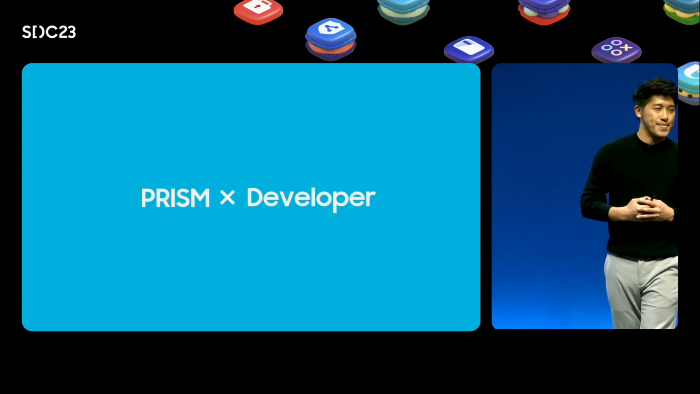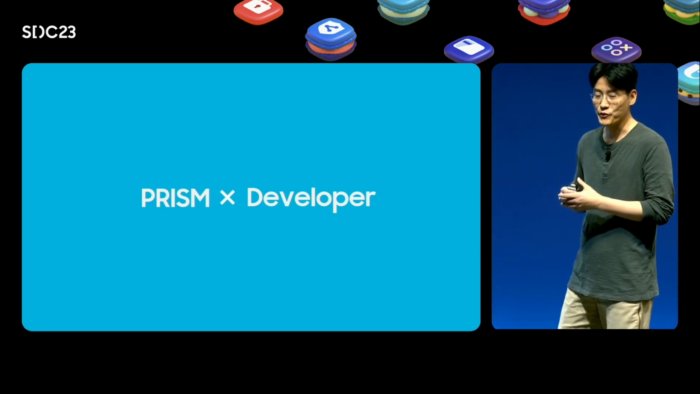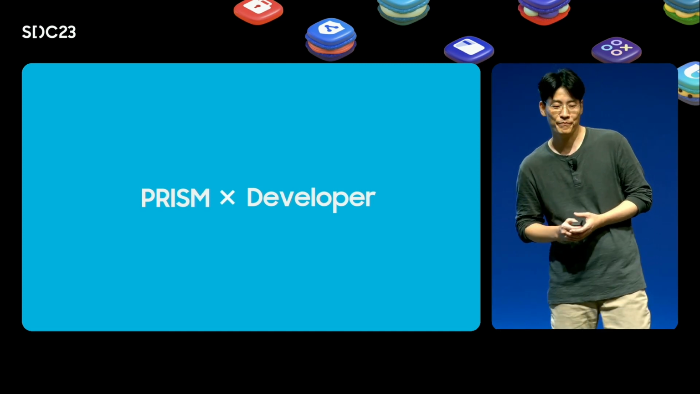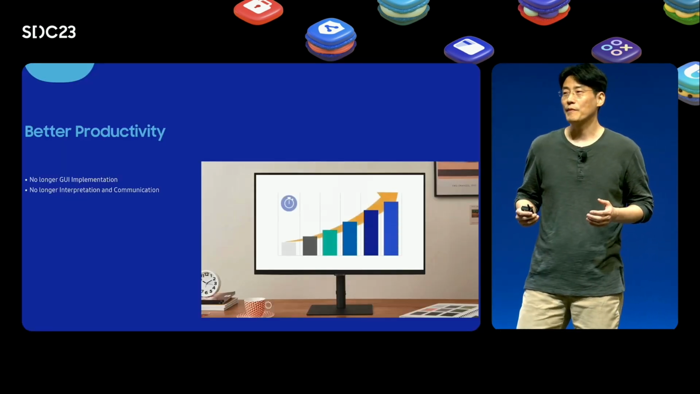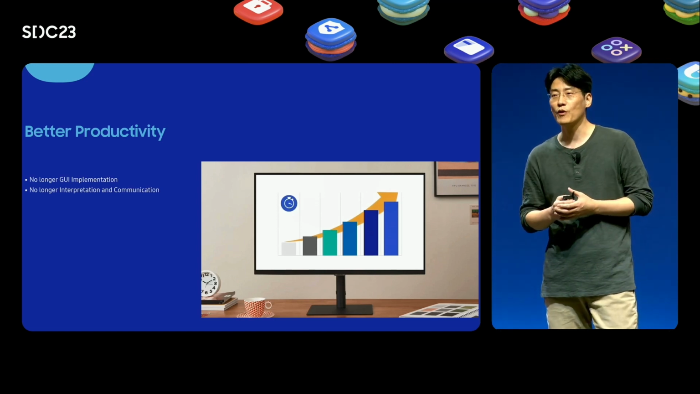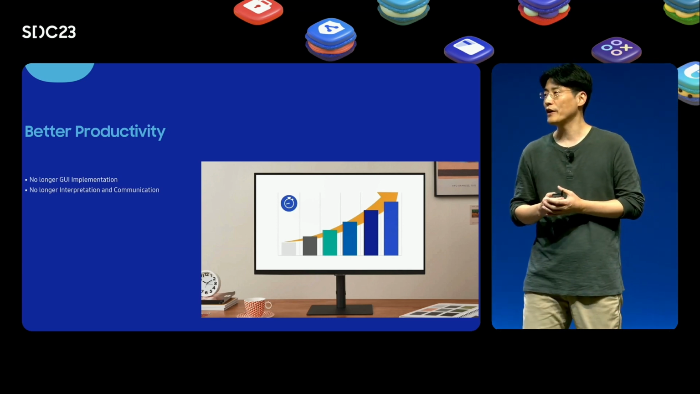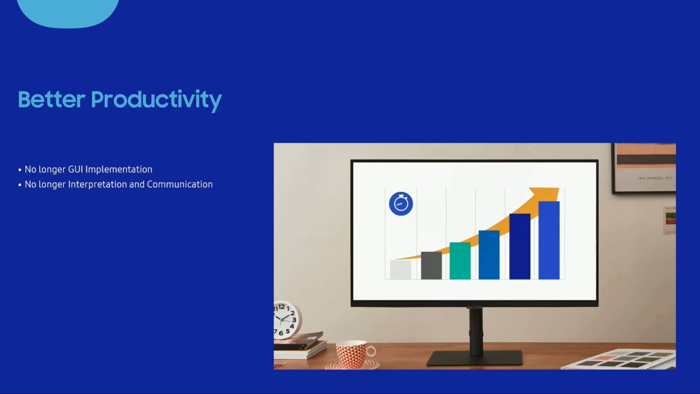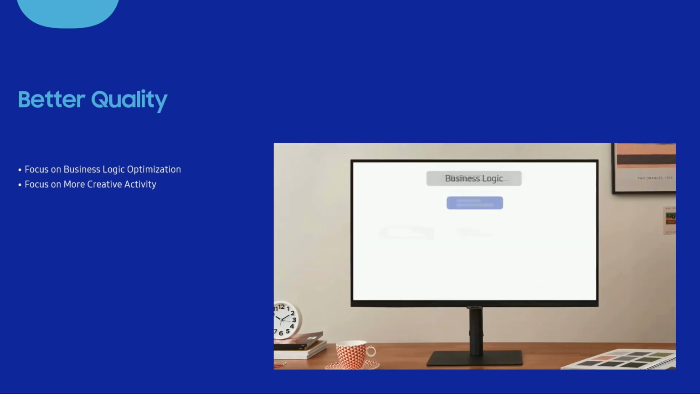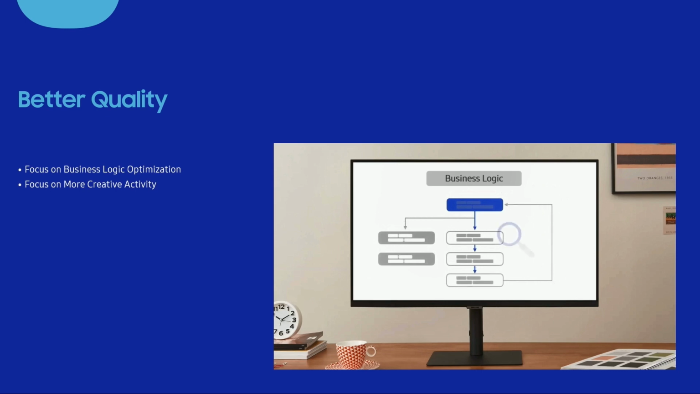Back to Hyun-Suk. Thank you, Dongwon, for introducing Prism and the designers' benefits. Prism provides developers with invaluable benefits for constantly evolving UI applications. Prism eliminates the need for developers to implement UI anymore. It also dramatically streamlines interactions between the designers and developers and accelerates the development timeline. So, developers are able to dive deeper into business logic and more creative activities. As a result, Prism allows us to provide better quality to our consumers.